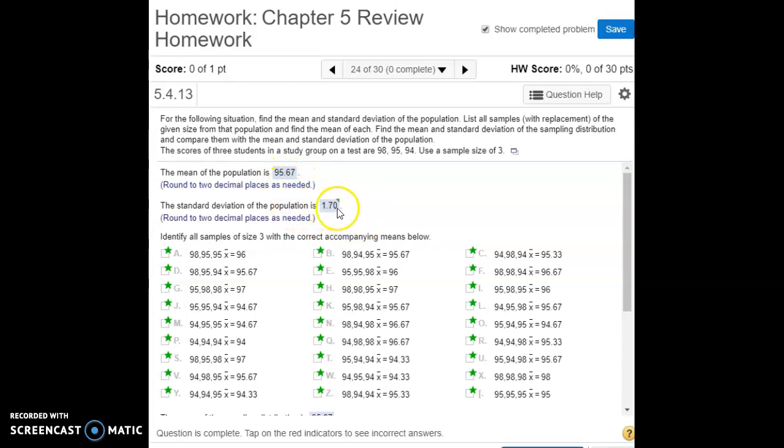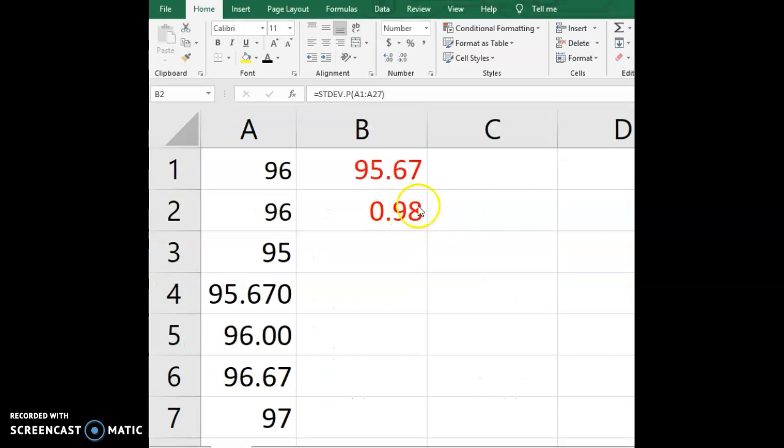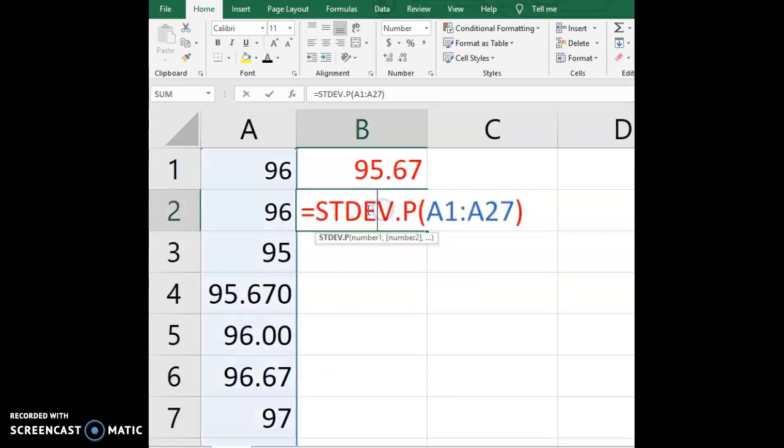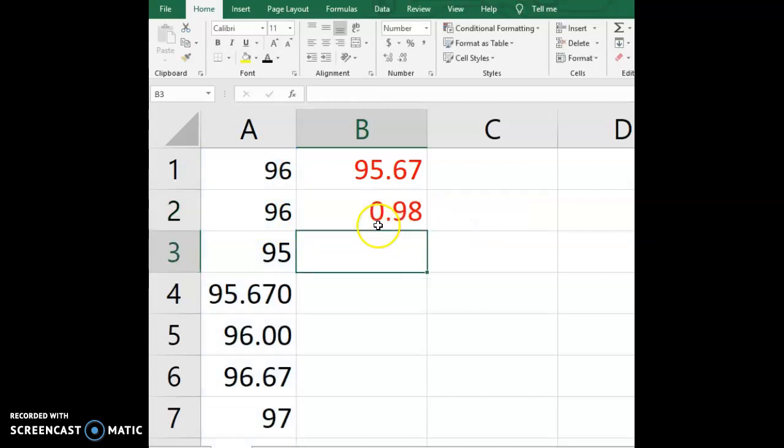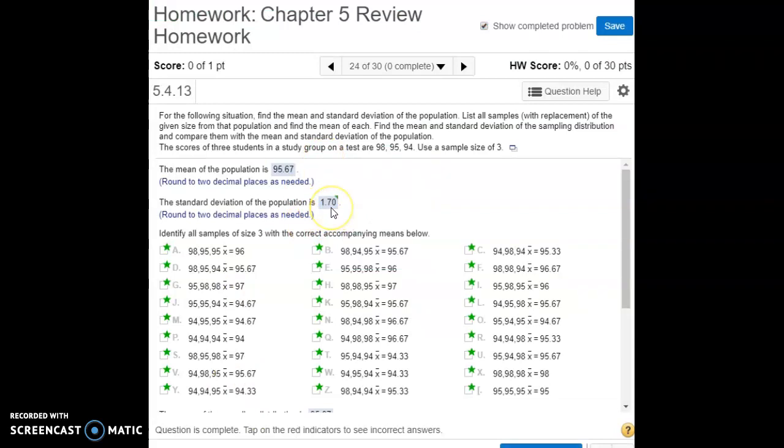Now let's look at the population standard deviation, and let's compare that to our sampling distribution standard deviation. So here, standard deviation dot p, because I have the means here for every single possible sample. I have the whole entire population of samples. I want to use dot p. So select that data. This would be the standard deviation of all those different means from our samples of size 3. So 0.98. And that is definitely smaller than the population standard deviation.